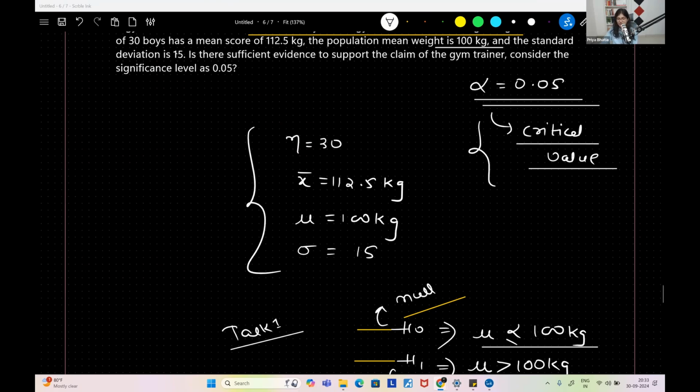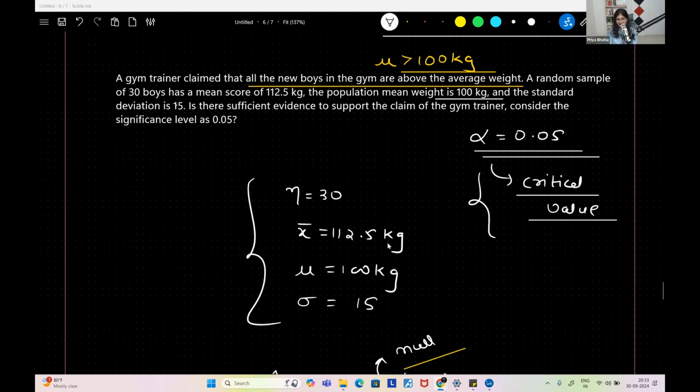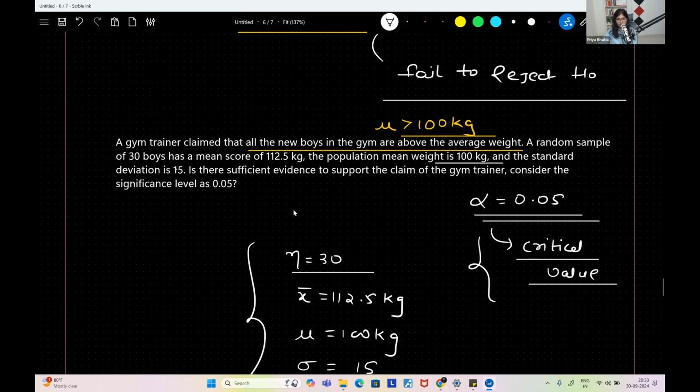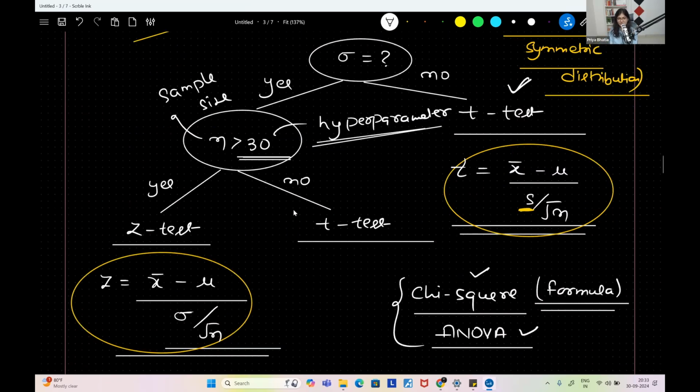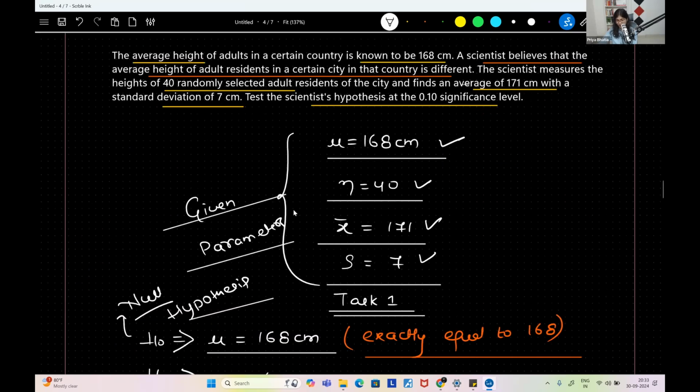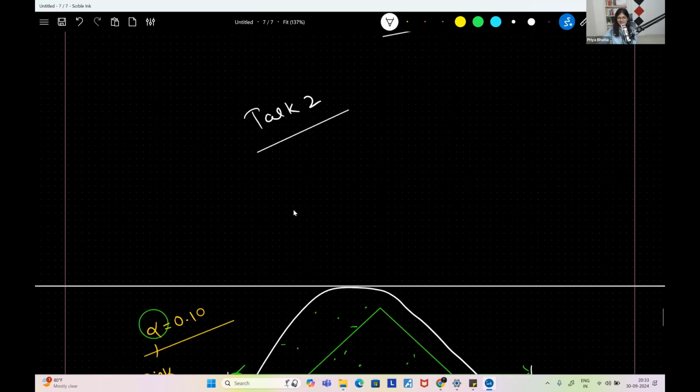It will be a z-test, right? Because sigma is available. Now again, the value of n is exactly 30. If n is more than or equal to 30, in that case go with the z-test. So it is equal to 30, that's fine. So we can go with the z-test.